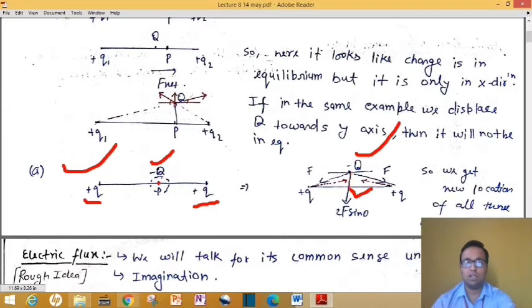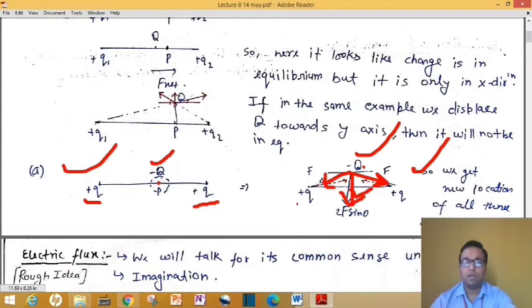If you lift this charge in the y direction, then this minus q will be attracted by this plus q in the direction of the arrow. Similarly, this minus q will be attracted by this charge plus q2 in this direction. Ultimately, we can say that this minus q will come back to its original position. It will try to come back.